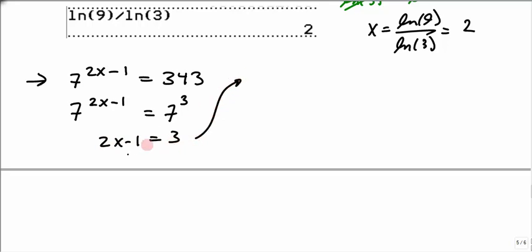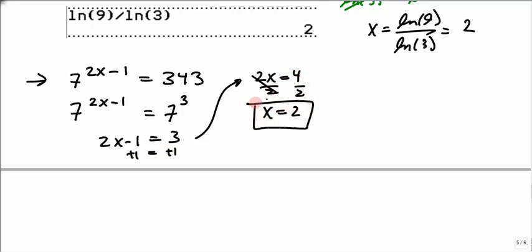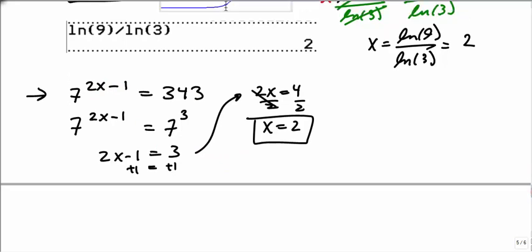I would add the 1 to both sides. I'd get 2x equals 4. Divide both sides through by 2. I'd get x equals 2. And if I wanted to check, 2 times 2 is 4, 4 minus 1 is 3, 7 to the third is 343. That would be one way I could solve this.